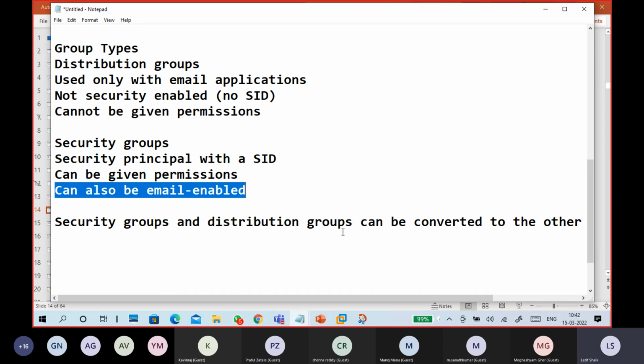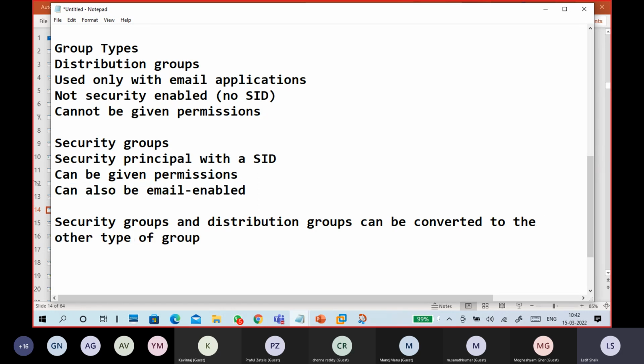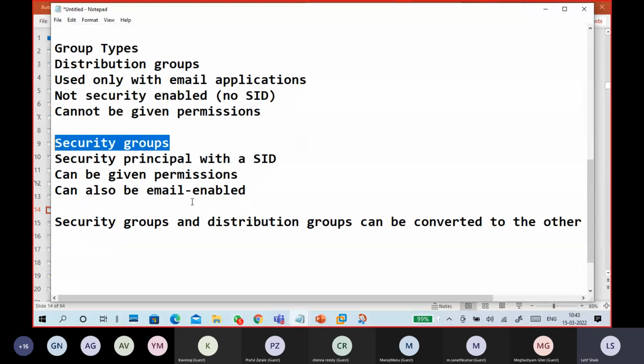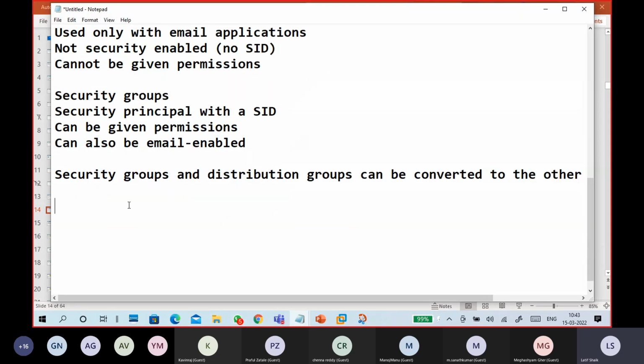Security groups and distribution groups can be converted into the other type of group. You can change from security to distribution group. That is the second part, but distribution group and security group are the main types of groups. Then there is the group scope. Remember.